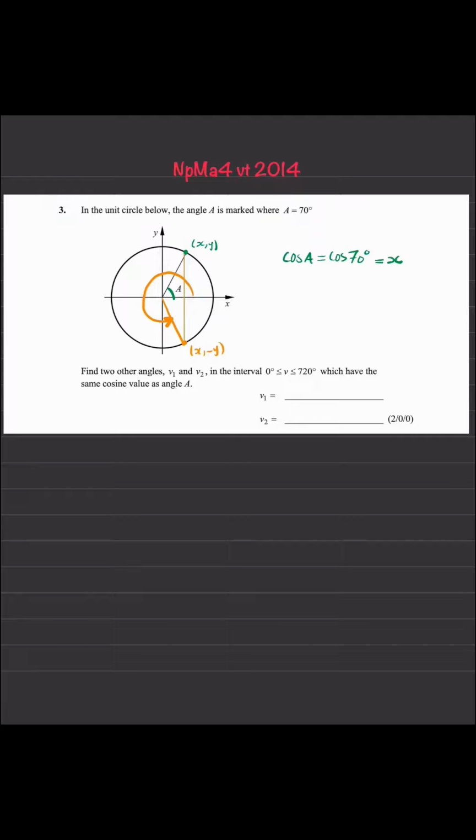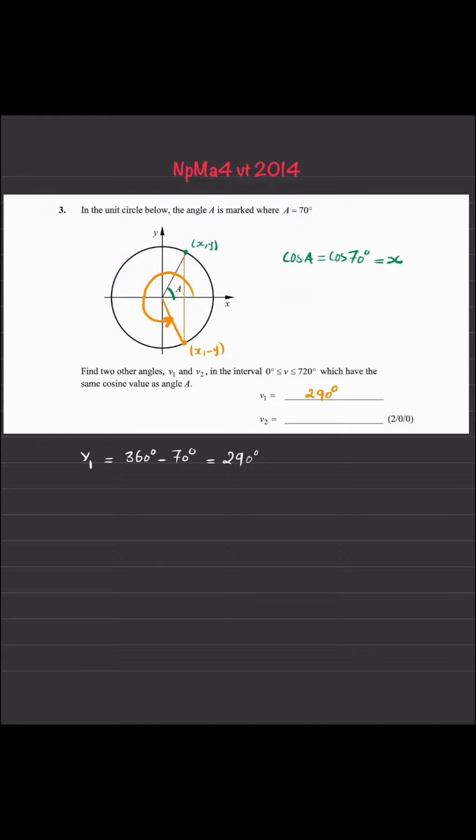Okay, so one possible answer that I can say, nu1, is 360 degrees minus 70 degrees. And if you calculate this, it becomes 290 degrees. So one possible answer that we can write here for the first one is 290 degrees.